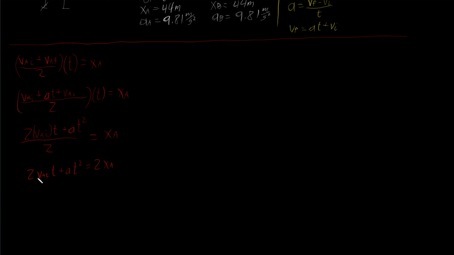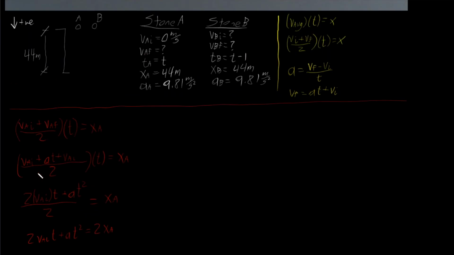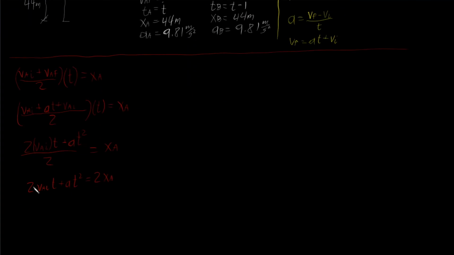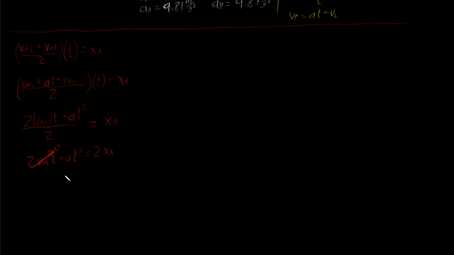Now we know this value here, the initial velocity of stone A. What's this value? This value is 0 here. So this whole term here just ends up becoming 0. So we have a t squared is equal to 2 times the distance that stone A travels. So solving for t ends up becoming 2 times the distance that stone A travels divided by a, and you take the square root of all of that.